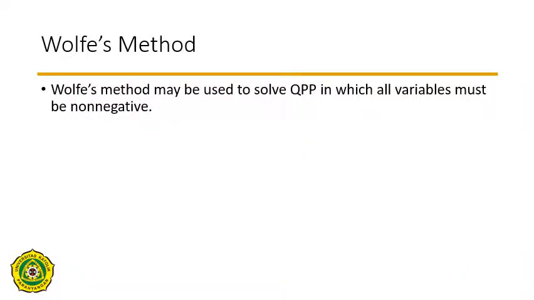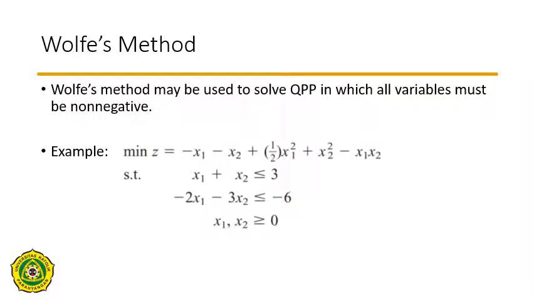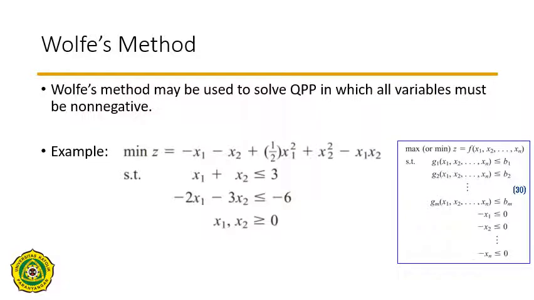So Wolfe's method may be used to solve a quadratic programming problem in which all variables must be non-negative. Here's an example of a quadratic programming problem, and we see that all variables here must be non-negative. This is the general form where all inequalities are in the form of less than or equal to. We may also modify the sign restrictions to become minus x less than or equal to 0, just so that we have the sign of less than or equal to for all constraints.